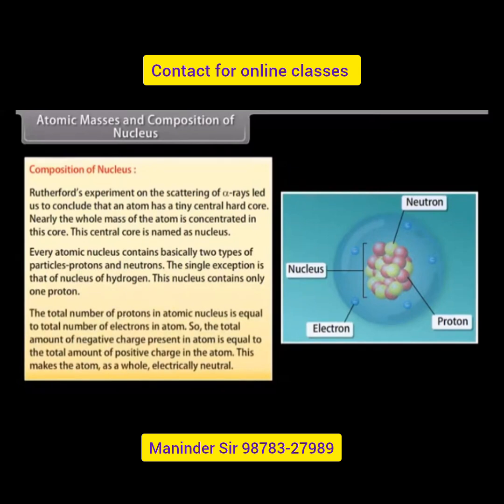The total number of protons in atomic nucleus is equal to total number of electrons in atom. So, the total amount of negative charge present in atom is equal to the total amount of positive charge in the atom. This makes the atom as a whole electrically neutral.